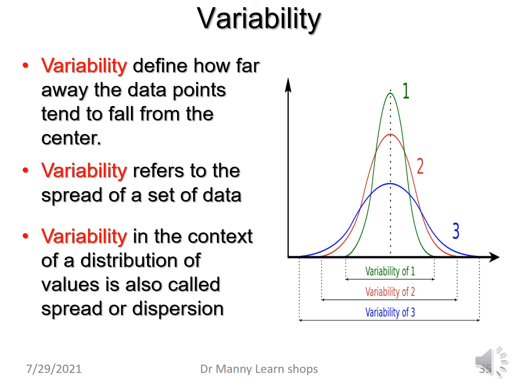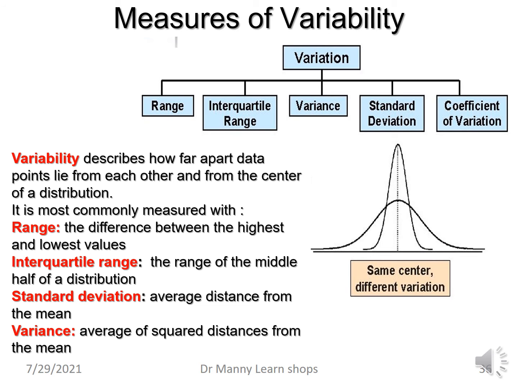Now the next component of this session is looking at variability. Variability defines how far away the data points tend to fall from the centre. Median, mode, mean. Variability refers to the spread of the set of data, and variability in the context of distribution of values is also called spread or dispersion. Measures of variability can include range, interquartile range, variance, standard deviation, and coefficient of variation, which we're not going to be reviewing. You can review if you choose to.